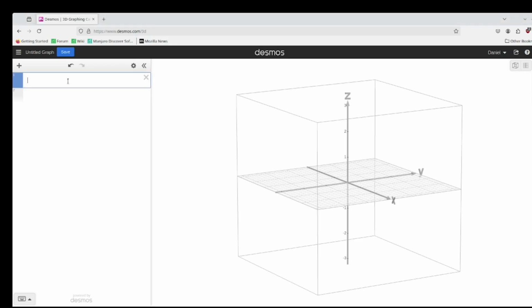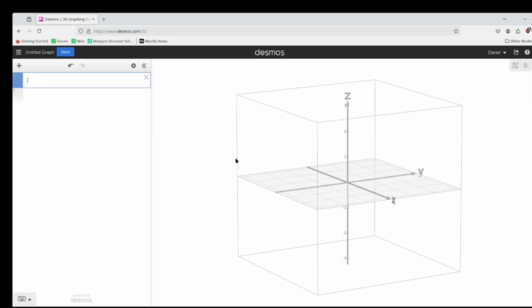Now, I'm going to show you some examples. So the way you would do this, there are two ways I know of that you can graph parametric equations. There's one you can do similar to how you do it in 2D, which is to use a t variable.